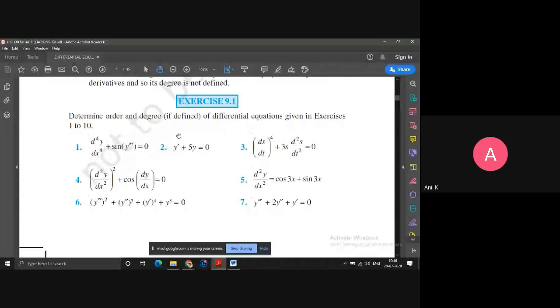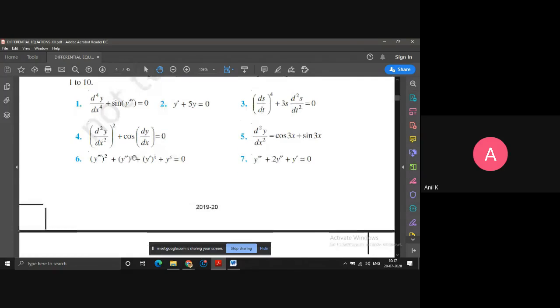What about the second question? Order is 1, degree is also 1. What about the third question? What can you say about order and degree? It is a differential equation. Sir, order is 2 and degree is 1. Perfect. Right. So like this, you can complete the questions which are differential equations.